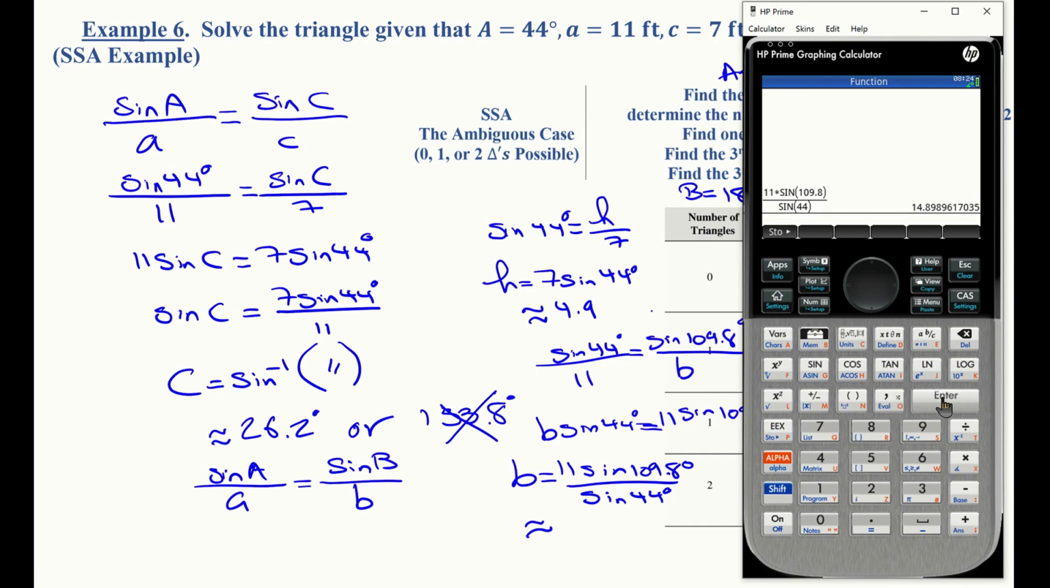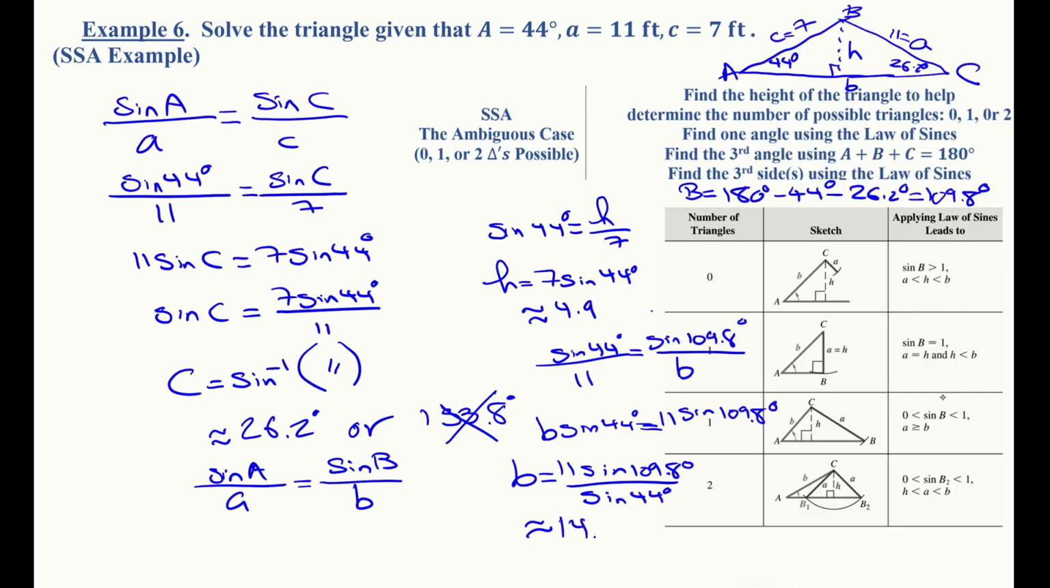So approximately 14.9. So now we have solved the triangle because we have all the items that we need.